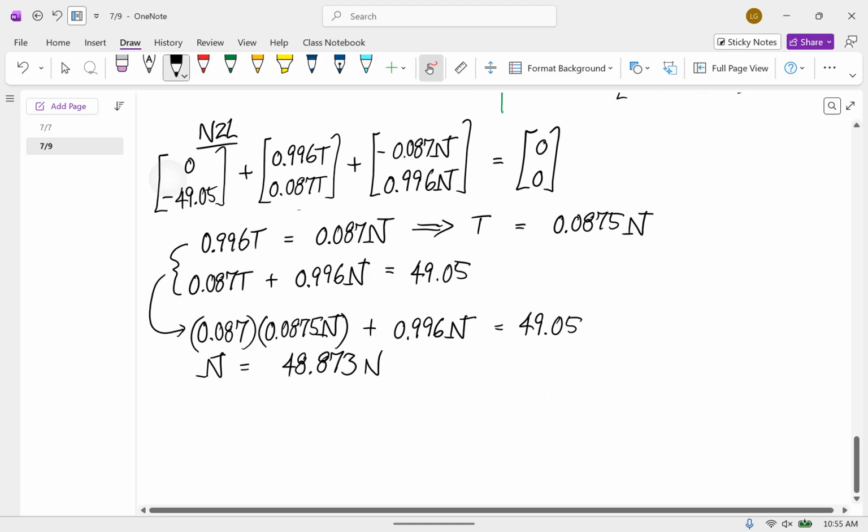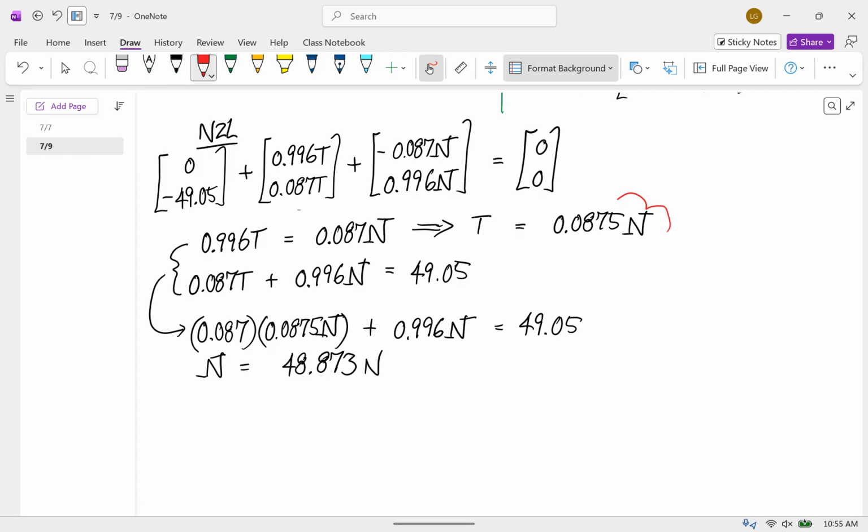We're just solving for all the variables now, so we can go up here to this equation. Like, what equations can you use to solve this now that you have n? If you didn't make any math mistakes, everything you have up here is true, so you can go to any one of these equations. This is the simplest one. So we'll go 48.873 times 0.0875, and you get that t is equal to 4.276 newtons.